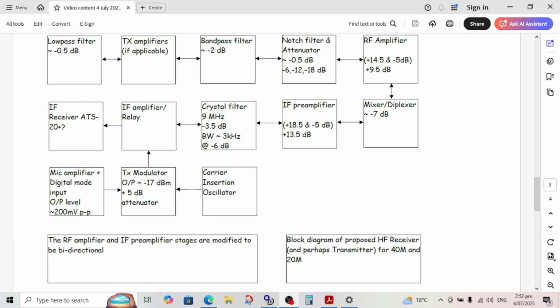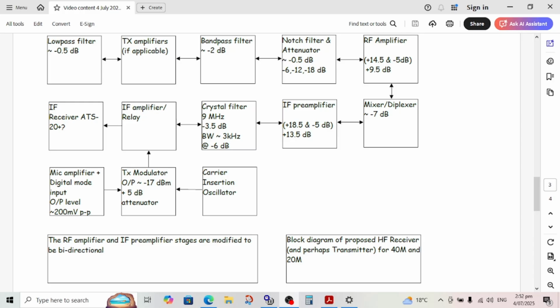The fourth item along is a notch filter and attenuator. Typically the notch filter has less than half a dB loss in the bands, the 40 metre band, which is 7 megs, and the 20 metre band, which is 14 megs. It has a typical loss of less than 0.5 dB.